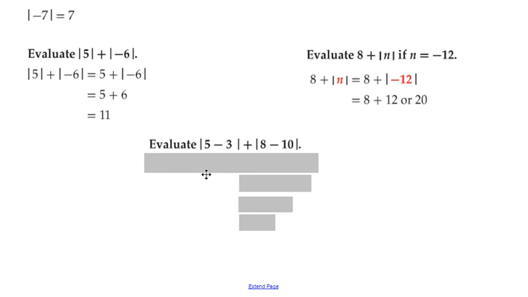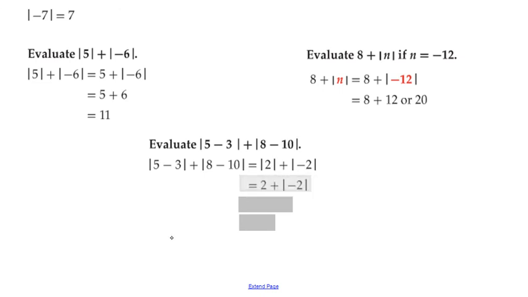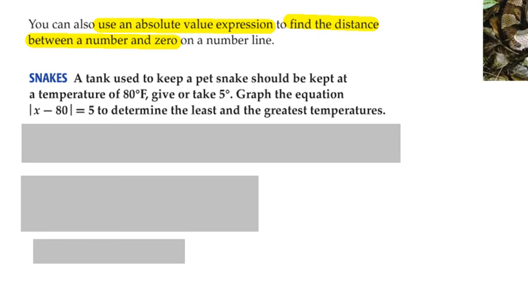And here's another example. Evaluate the absolute values of 5 minus 3 plus 8 minus 10. Well, just evaluate those one at a time. 5 minus 3 is a positive 2. 8 minus 10 is a negative 2. But when we take the absolute value of each of those, we get 2 plus 2, which is 4. Okay, so those are pretty easy to work with.